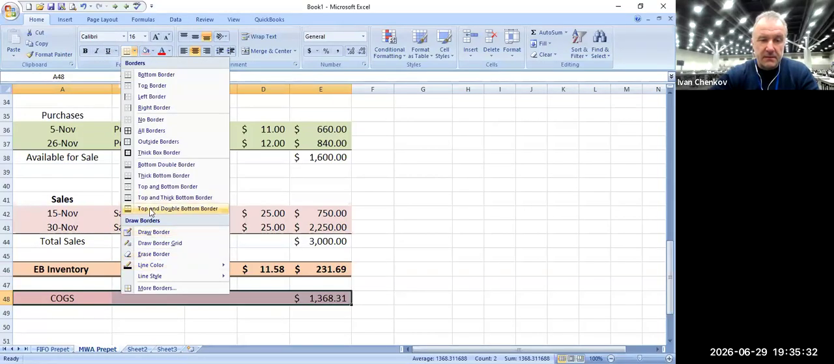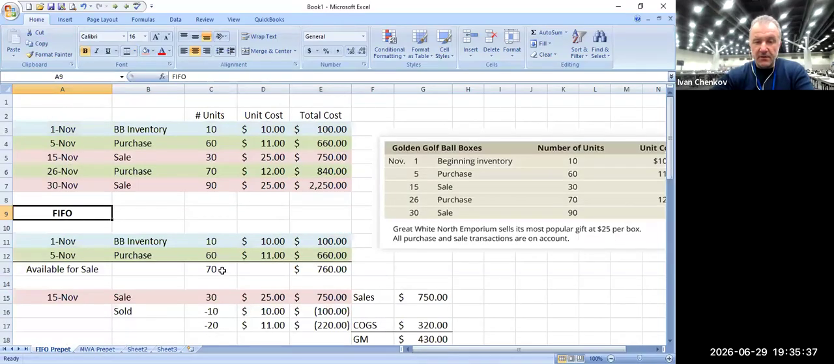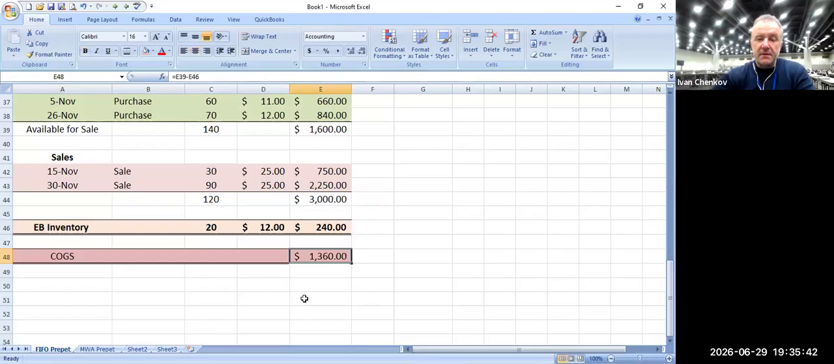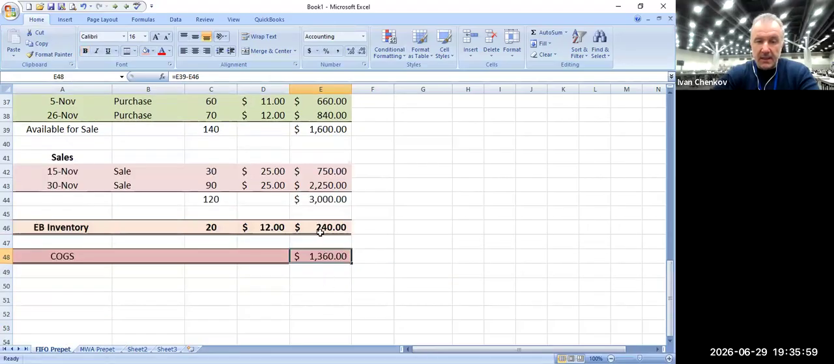Let's highlight it. So compared to the first in, first out method, when we saw the summary, our cost of goods sold was 1,360. In the moving average, our weighted average cost of goods sold goes up. Inventory, 231 here, and 240. So the inventory balance with the moving average went down. On the first in, first out, it is higher.